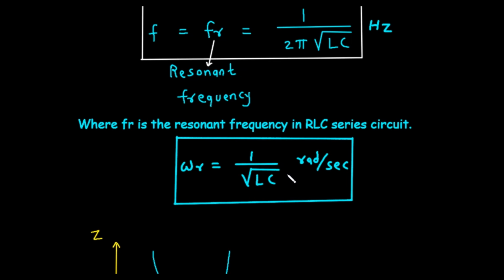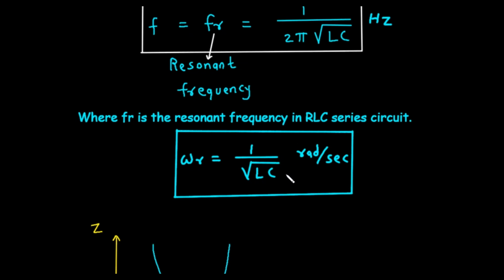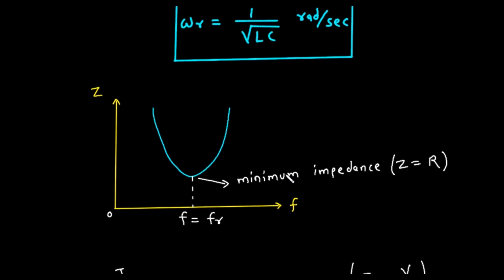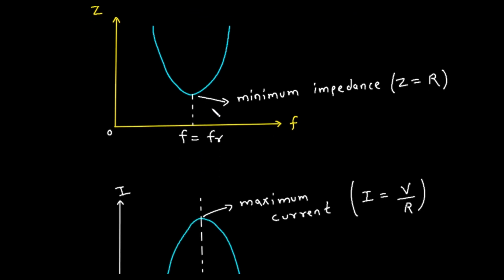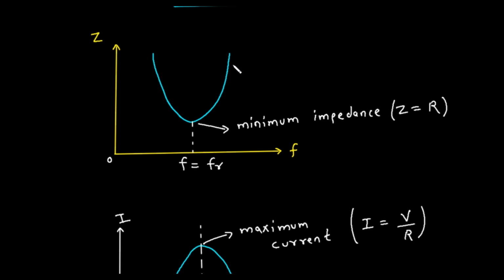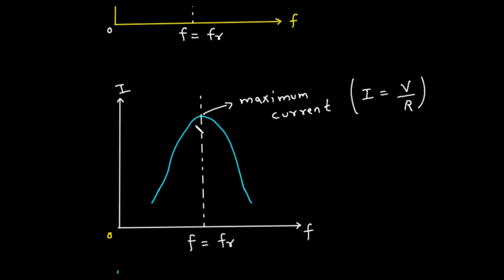Let's summarize these results with a few more graphs. First, a graph of impedance, Z, versus frequency, f. At very low frequencies, the capacitive reactance is very high, so the impedance is high. At very high frequencies, the inductive reactance is very high, so the impedance is high. But right at the resonant frequency, fr, the reactances cancel, and the impedance drops to its minimum possible value, which is just the resistance, R. The graph looks like a valley, or a U shape, with the bottom of the valley at fr.